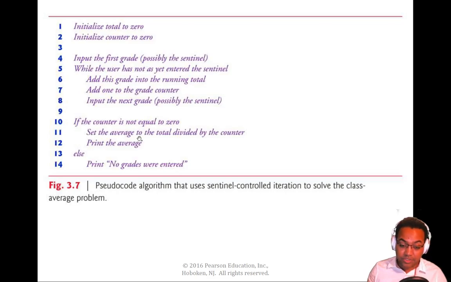So if the counter is equal to 0 and you try to divide 0 by 0, you're going to get an error, undefined. But I didn't do that validation. So this is one step that we didn't do that we can add later if that's necessary. If the counter is not equal to 0 or null, set the average to the total divided by the counter, print the average, else print no grades were entered.